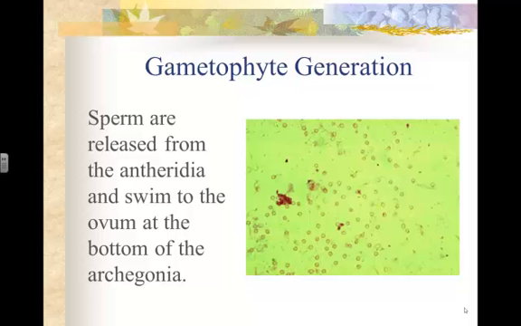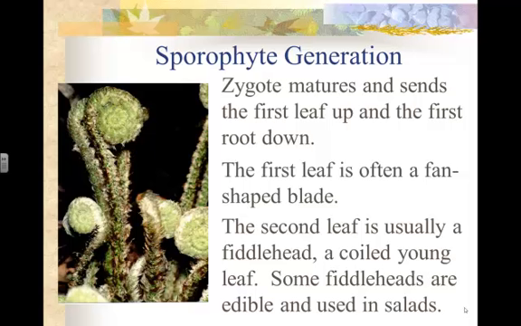This is actually fern sperm. And so the sperm is released from the antheridium to go to the archegonium to fertilize the ova to produce a zygote. And the zygote, when it develops, it sends out the first leaf, which doesn't really look like a fern, but the second leaf is the beginning of the production of the fronds.